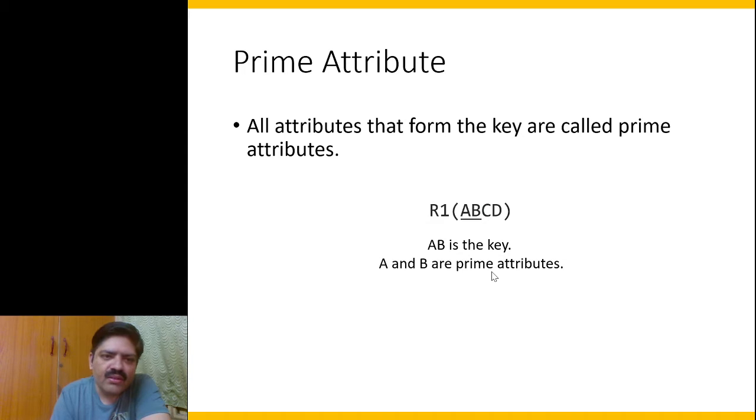Prime attribute. All attributes that form the key are called prime attributes. So here is an example. Let's say R1 is a relation with A, B, C, and D as the attributes. AB, so I use this notation where I underline the attributes which are prime attributes. So if AB is the key, then A and B are called prime attributes.